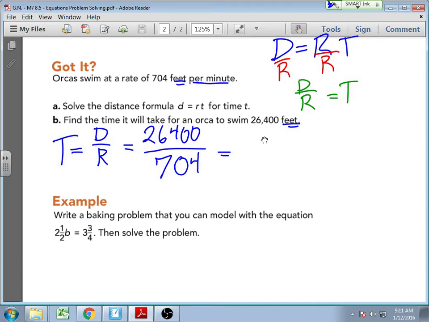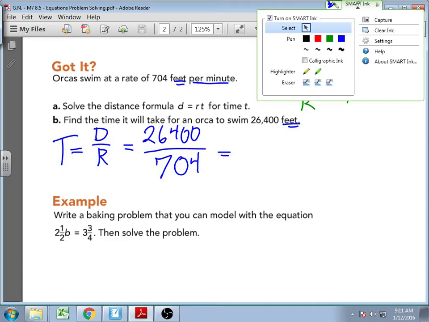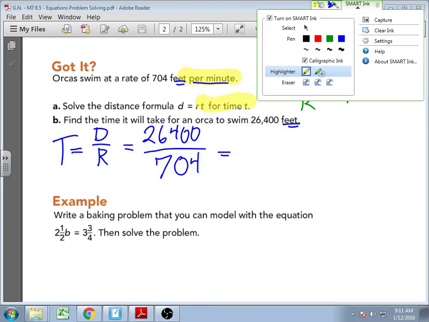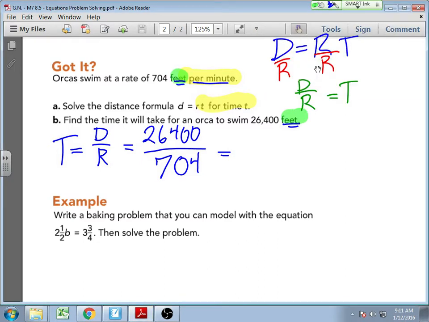So your time is always going to have the label that comes from our rate. So feet per minute, my feet match in both the distance and the rate. So then when I do that division, who's got it for me? 37.5. So that means, guys, it only takes them a little over half an hour to go 26,000 feet. That's far. If we convert that to miles, how would I convert to miles?